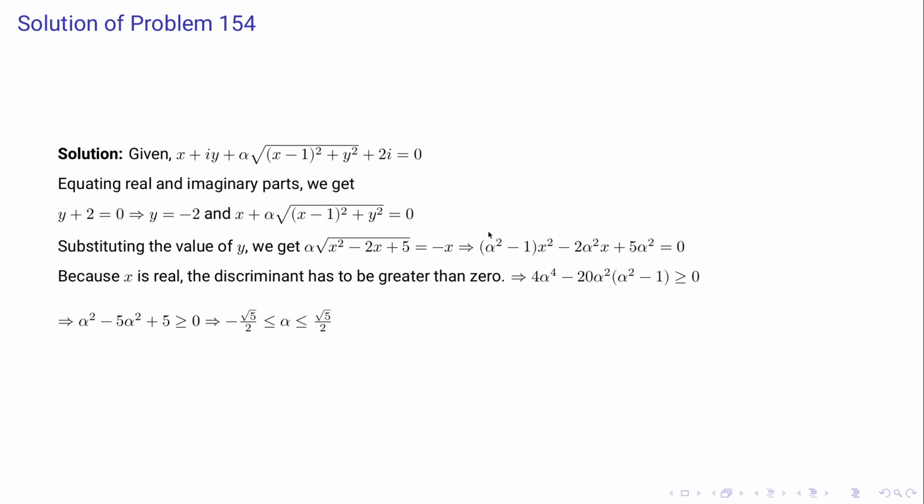Now since x is real, the discriminant of this would be greater than or equal to 0. That is 4alpha⁴ − 20alpha²(alpha² − 1) ≥ 0. So we cancel out alpha², that is, we take it common and remove it. We get 4 alpha² times (−alpha² + 5)... rather, we get alpha² − 5alpha² + 5 ≥ 0. That means alpha will lie between −√5/2 to +√5/2.